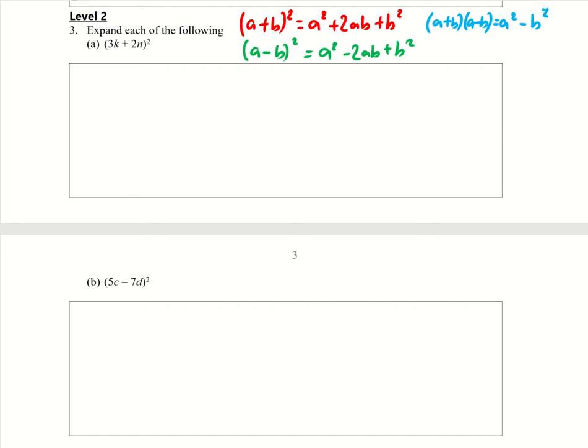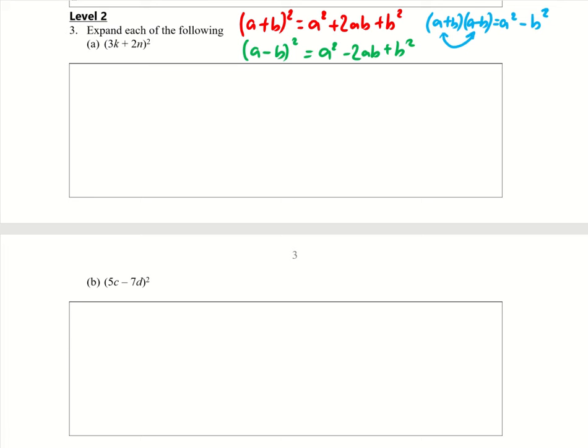Okay, so repeat again. a plus b the whole thing square, if I expand this, I'll get a square plus 2ab plus b square. Expand a minus b the whole thing square, I'll get a square minus 2ab plus b square. Expand a plus b, a minus b, I'll get a square minus b square. Or you can also put this as a minus b, a plus b. So either way, it doesn't really matter.